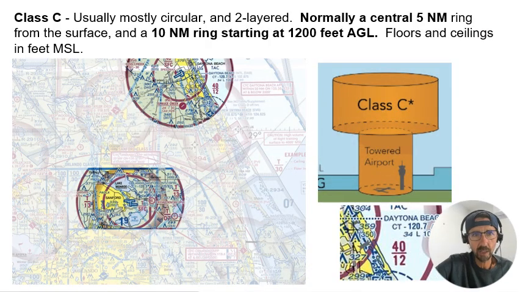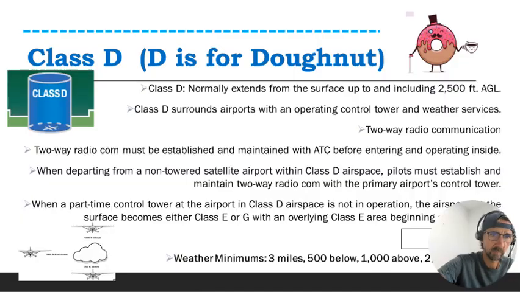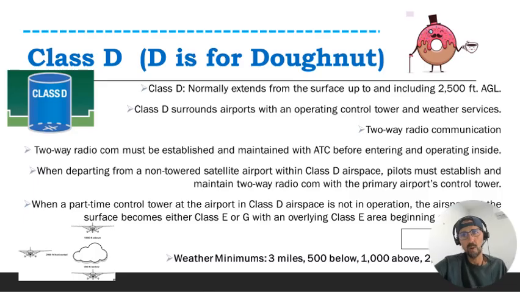That's what it looks like, Class Charlie, like we said. We already discussed this, but basically that's what it looks like on some of the different charts. And then you have that depiction there of the upside down wedding cake. Class D, D is for donut because it's round typically. Normally extends from the surface up to 2,500 feet AGL, above ground level. And then Class Delta surrounds airports with an operating control tower and weather services.